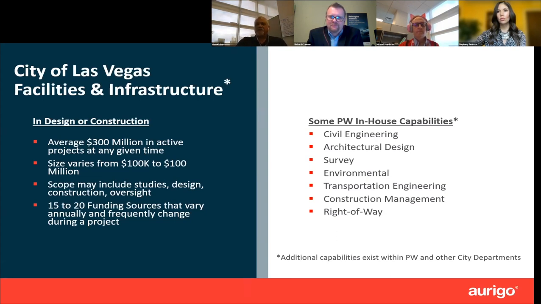Then the city also has a very robust in-house capabilities. We have civil engineering, architectural, you can see from the list, survey, environmental, construction management. Our transportation engineering is becoming more and more robust over the years as smart cities is coming into play and automated autonomous vehicles. And we have just really, really cool set of in-house capabilities. So we have to be able to manage our in-house contracts as well, because those always need additional support.